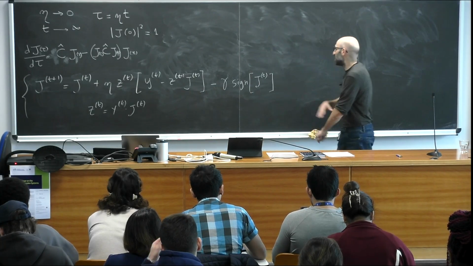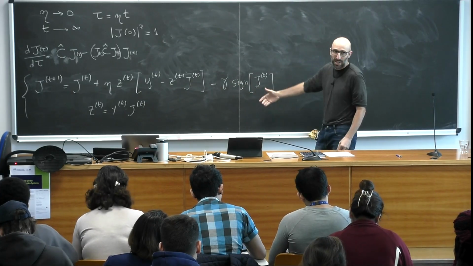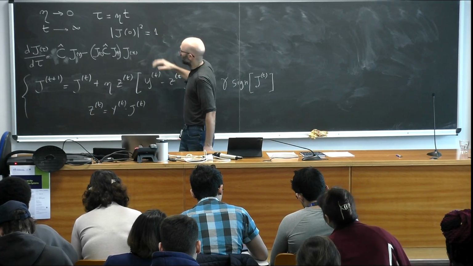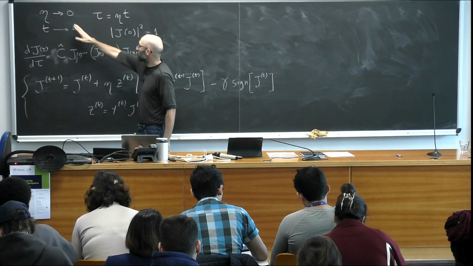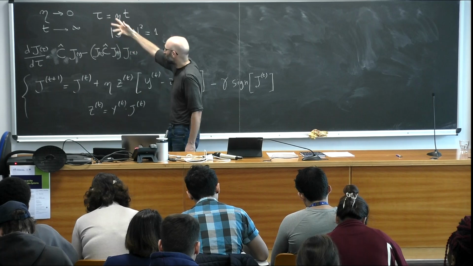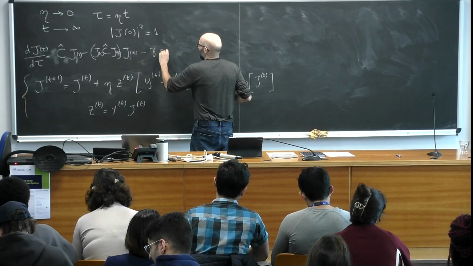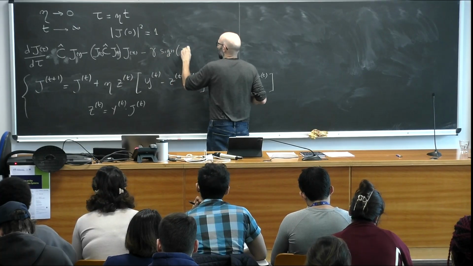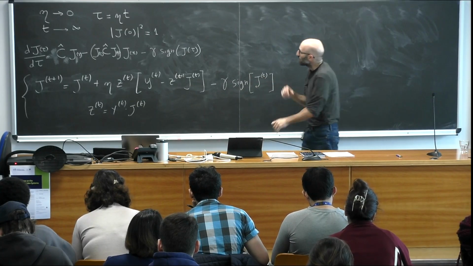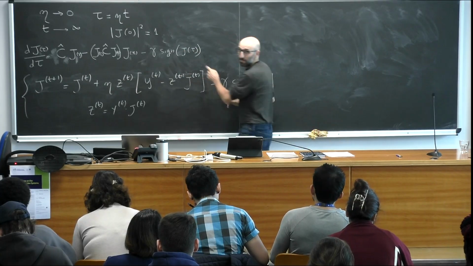If you do that, this is the implementation of the algorithm. When you want to analyze the algorithm, you can do exactly the same procedure as before. We send the learning rate to 0. We assume that time is scaling as 1 over eta in such a way that the continuous time is finite. And you get this equation where you add minus gamma times the sign of J of tau. All the rest is the same, so you just have to add this term. So we can analyze what happens when we add this penalty.